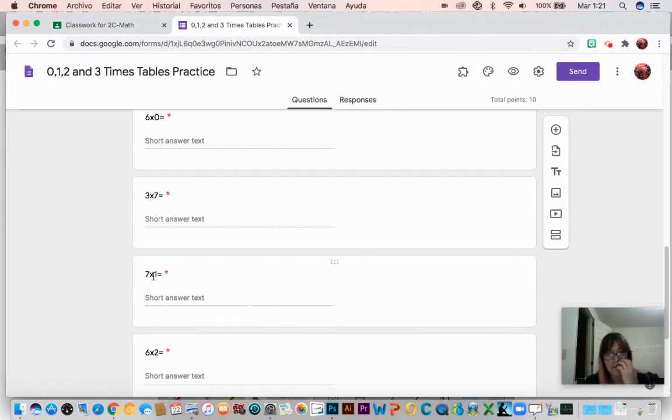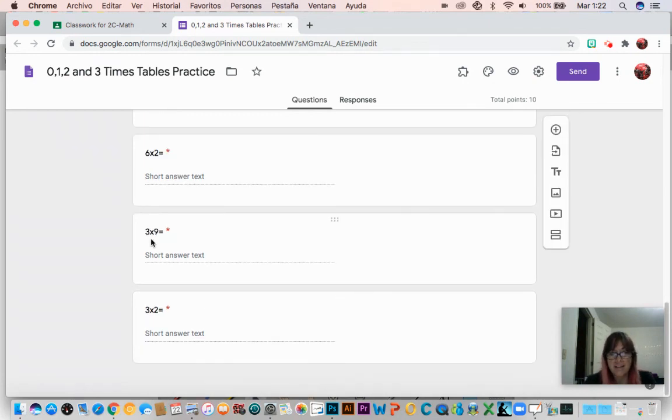Remember, if you see the 1, it means you put the same number. If you see 0 in any of the parts, the answer is 0. If you see a 2, that means you double the other number. And then the 3, use your hands.